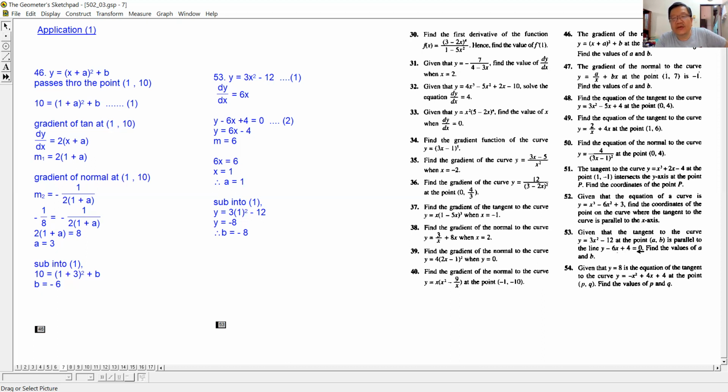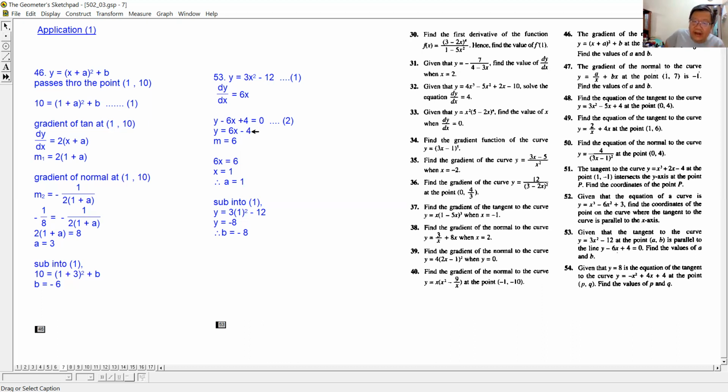Minus 6x plus 4 equals 0. I copy this equation, right? Then I try to find the gradient of this line. I change this equation to the form y equals mx plus c. This one involves the knowledge of coordinate geometry that you have learned last year.